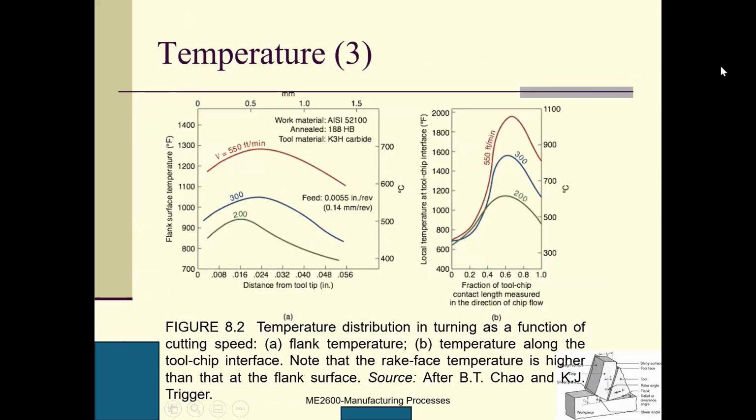So this is the temperature effect. Here, temperature distribution in turning as a function of cutting speed. Here is the flank surface temperature. The flank surface is here, this tool, and also here the flank surface. This is a workpiece, and this is the flank surface. Here is the flank surface temperature in degree F, and here is the distance from the tool tip, from here around this one.